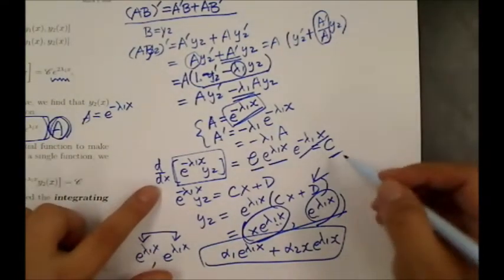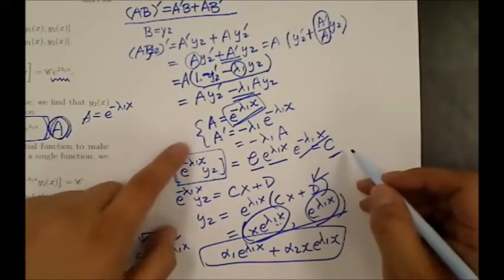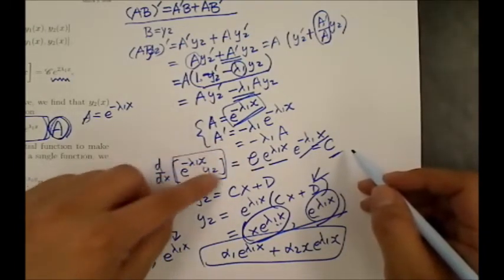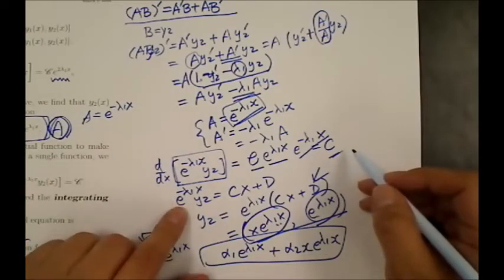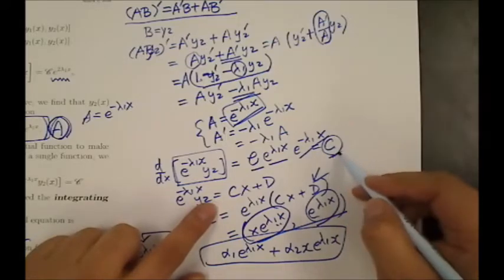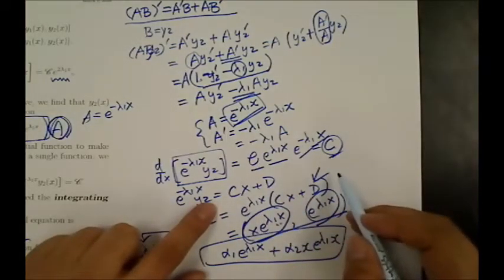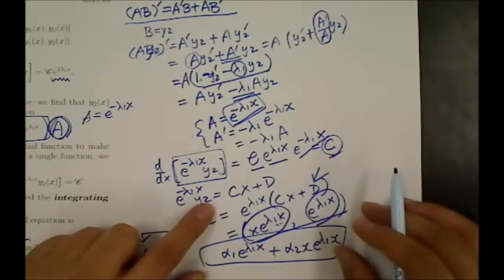Now we can integrate both sides. Then the left-hand side becomes this factor inside: e to the minus lambda 1 x times y2 equals, this is a constant, so the right-hand side becomes cx plus d, where d is an arbitrary constant.